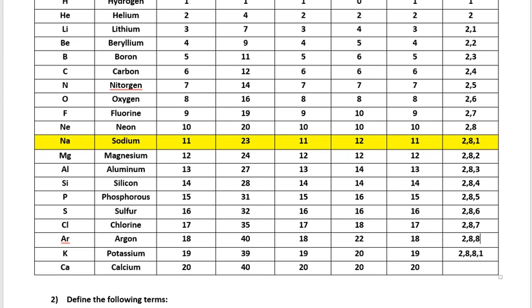And then that shell's full, so when we start a new shell, it goes 2, 8, 8, 1. And my last one here, 20 electrons means 2, then 8 in the next shell, 8 in the next shell, and 2 in the very last shell.